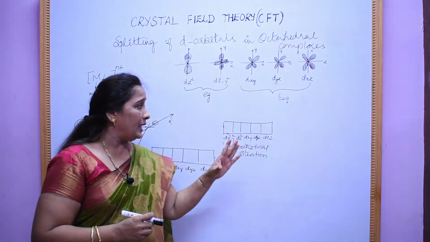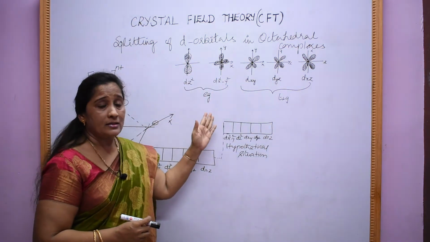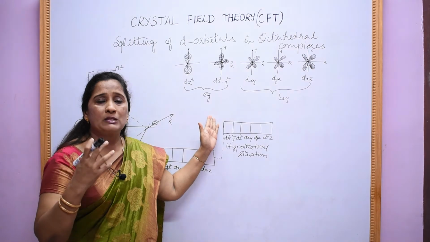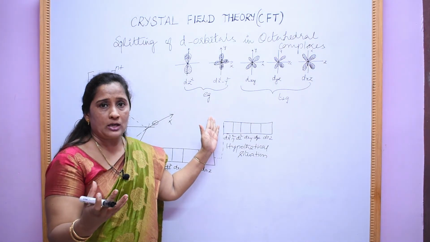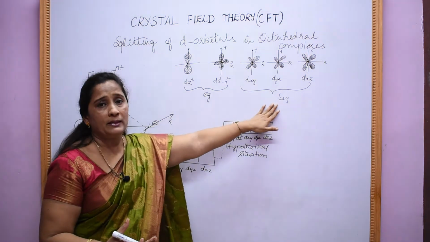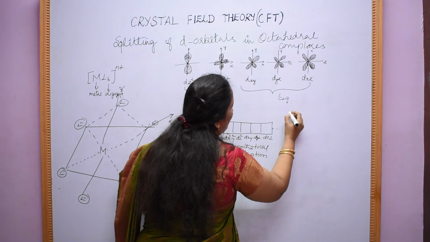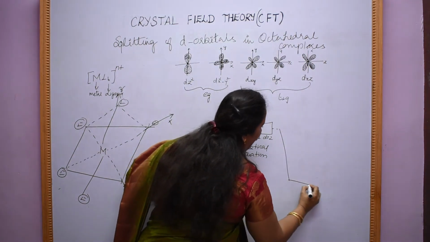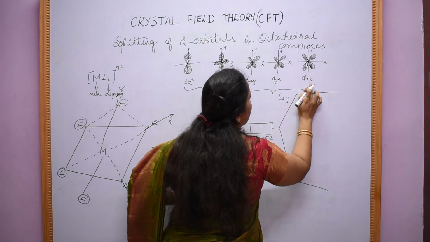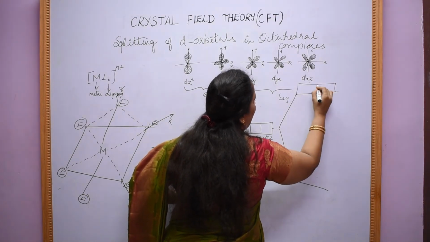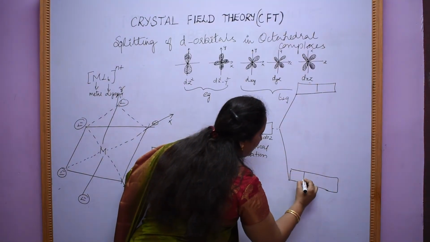Because of this, the eg orbitals are gaining energy, since they are along the axis. The eg set of orbitals are experiencing greater repulsion by the ligands, by the point charges, than that experienced by the t2g set of orbitals. Therefore, here the splitting happens, and the eg set of orbitals are raised to a higher energy level, and the t2g set of orbitals are lowered.